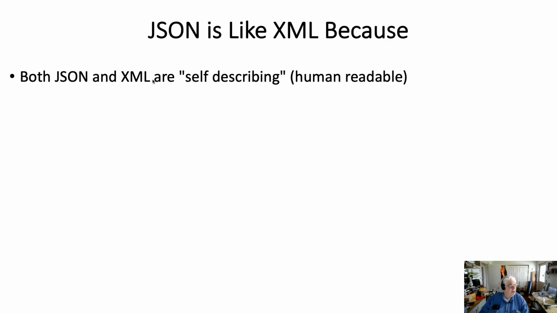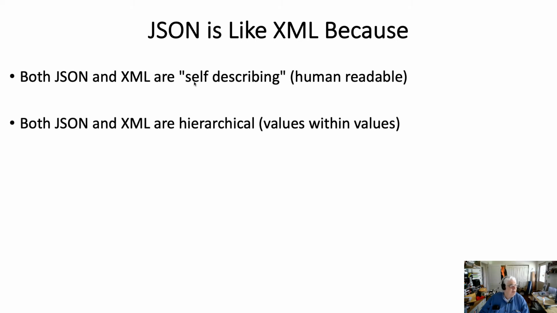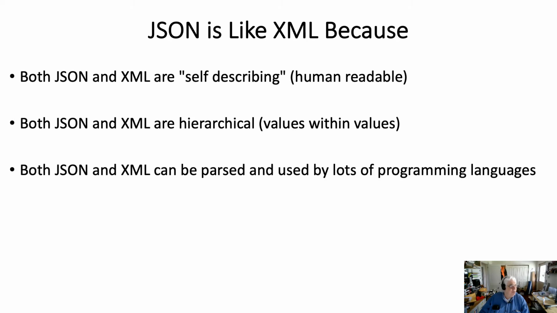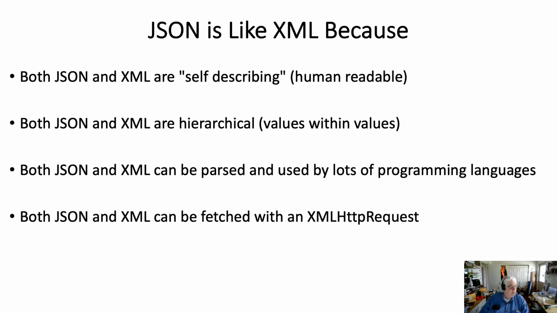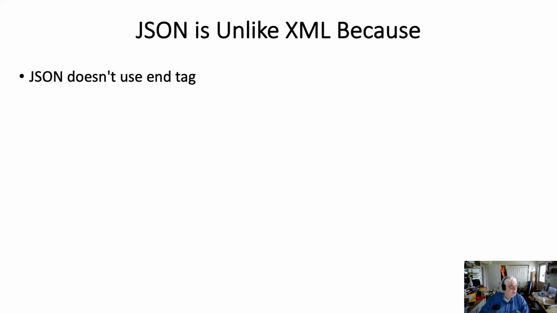Both JSON and XML are self-describing, i.e. you can read it and tell what you've got. Both are hierarchical, values within values. Both can be parsed and used by lots of programming languages. Both can be fetched with an XMLHttpRequest, so you can use AJAX.